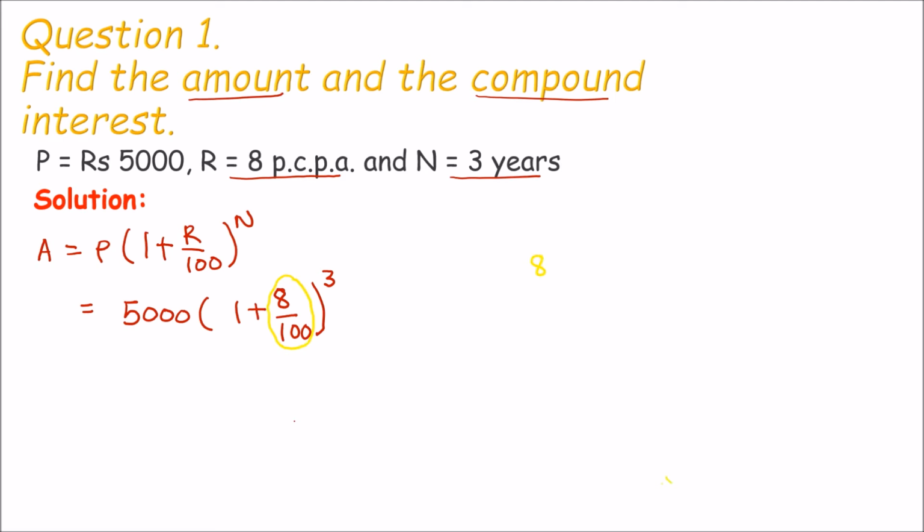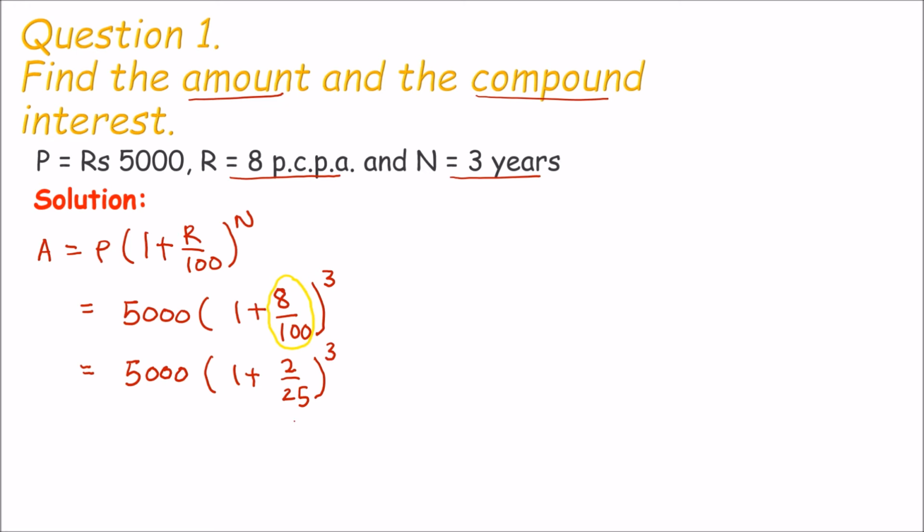How to find the lowest form of 8 upon 100? You can see that both numbers are divisible by 4. 4 twos are 8 and 4 twenty-fives are 100. So the lowest form of 8 upon 100 is 2 upon 25. Correct? So in the place of 8 upon 100, we will write 2 upon 25. So we will get here 5000, 1 plus 2 upon 25 raised to 3.